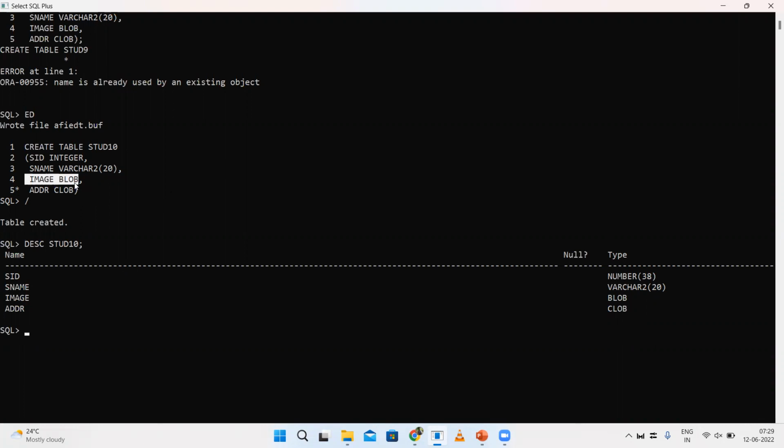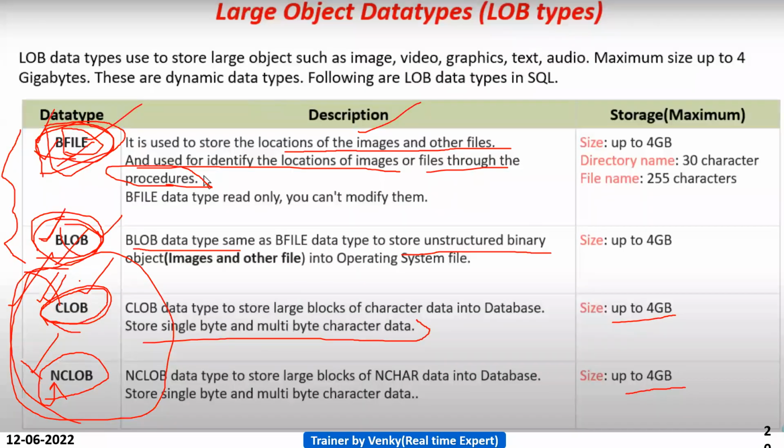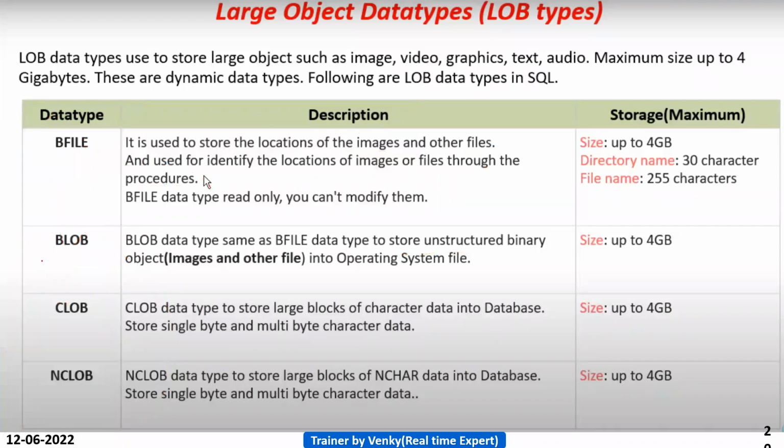The same way, now we have long and raw data types. Okay, there are 3 data types. Now I think one person is joining. So long and raw data type. If you observe the BLOB data type by default, how many bytes, guys? BLOB data type, it can store up to 4 GB.